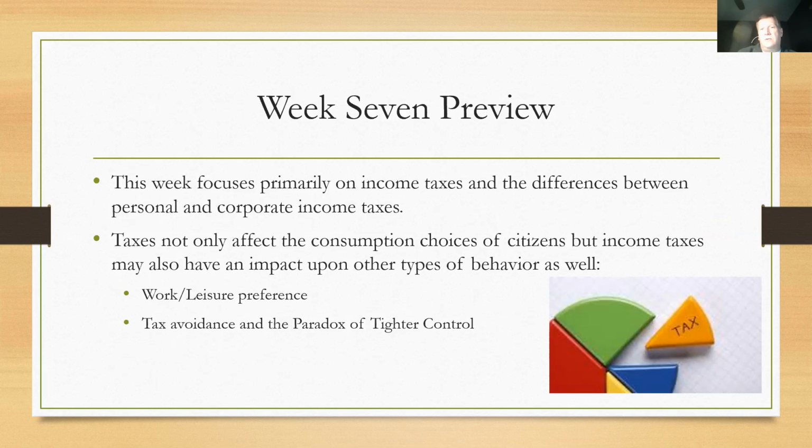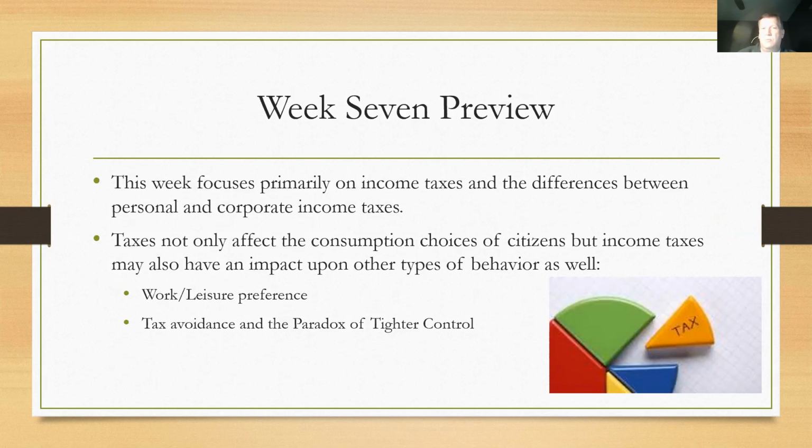These tax avoidance strategies and all these efforts to try and avoid taxation tend to increase as tax rates go up. And so as more of a burden is being placed upon these individual taxpayers by government through new taxes or higher tax rates, that is then going to stimulate taxpayers to exert more effort to try and avoid paying those taxes. That's what we know in public administration as the paradox of tighter control.